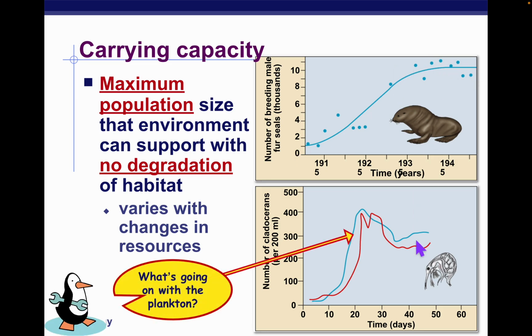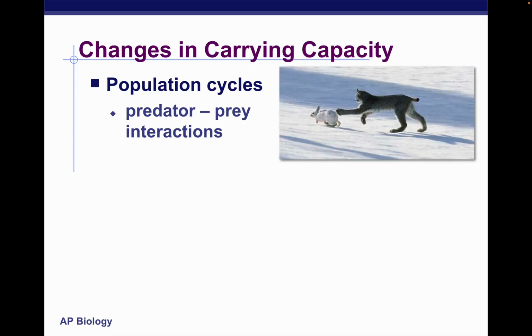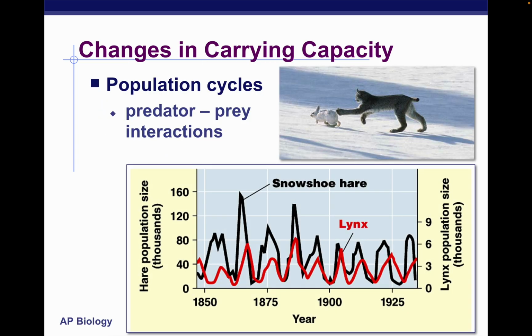What's going on with the plankton? There are changes in the environment that can reduce the number of plankton. My guess would be global oceanic warming. Things that can change carrying capacity include population cycles and predator and prey interactions. This is actually really interesting. The lynx is the predator of the hare. As the hare population increases, so does the lynx population. You can see a direct correlation here.